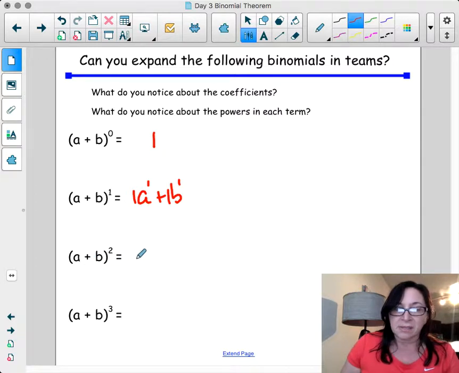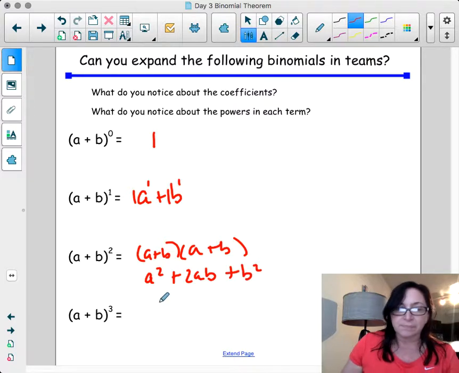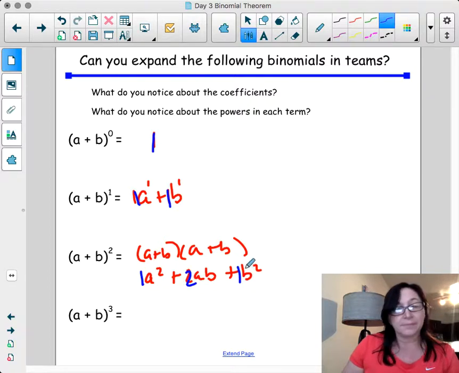A plus B to the 2nd power, that's actually A plus B times A plus B. If I multiplied these out and FOILed, I would get A squared plus AB, which is plus 2AB. B times B is plus B squared. And again, I want you to notice my coefficients. Here's 1. Here's 1 and 1. Here's 1. Here's 2. Here's 1.